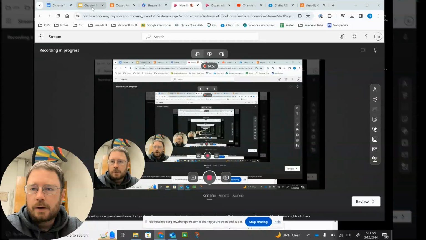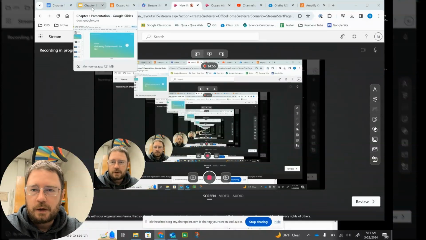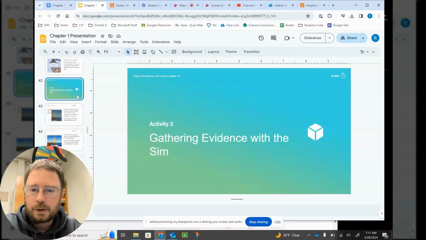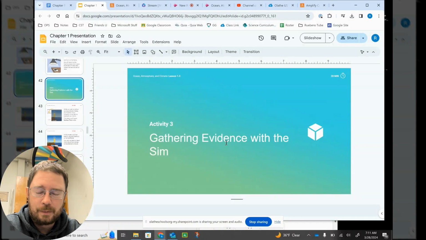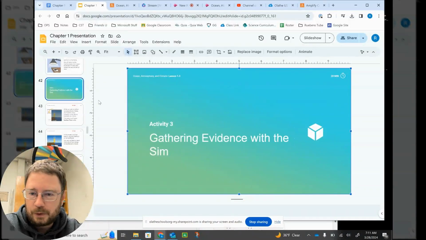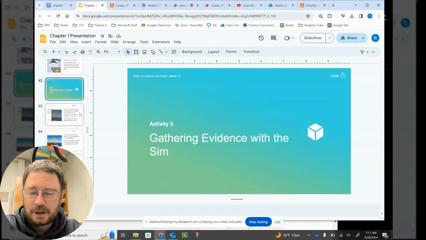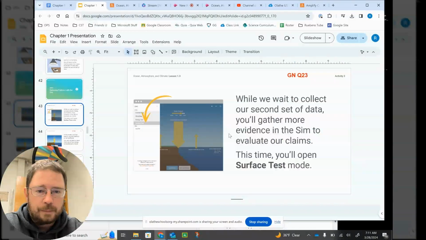All right, while our experiment with the rocks and the heat lamp is going, we have to wait for 20 minutes. We're going to gather some more evidence with the sim. So we'll have evidence from the sim, we'll have evidence from a real life experiment, and we'll be able to use those to answer our investigation question. So while we wait, we're going to gather more evidence. We're going to use the surface test mode.